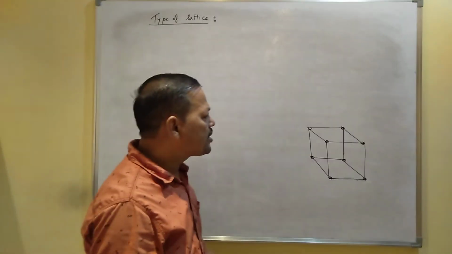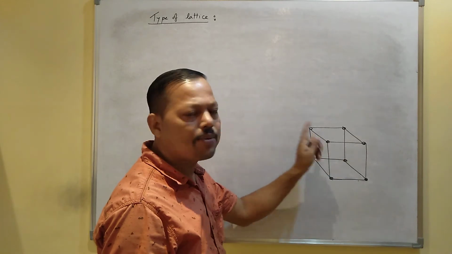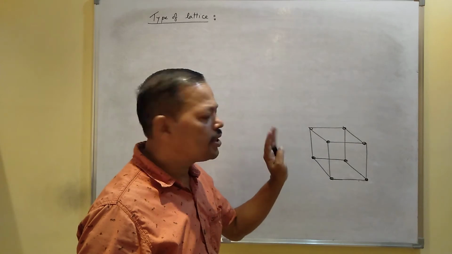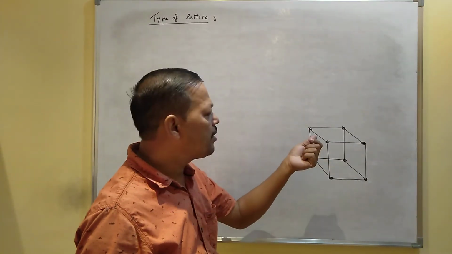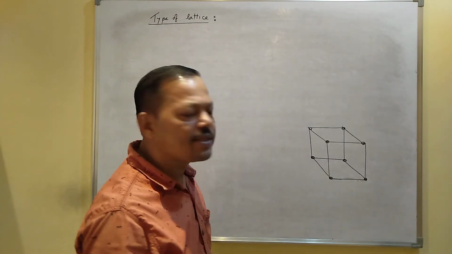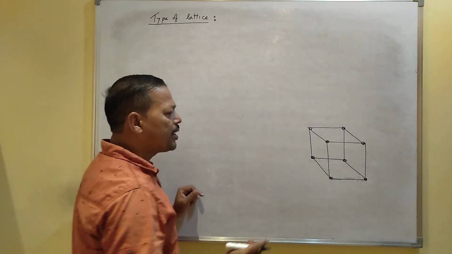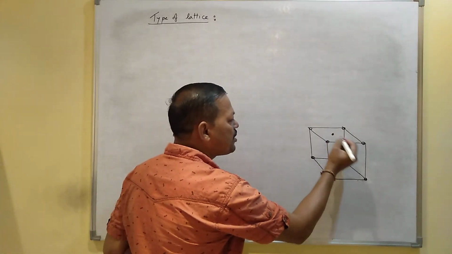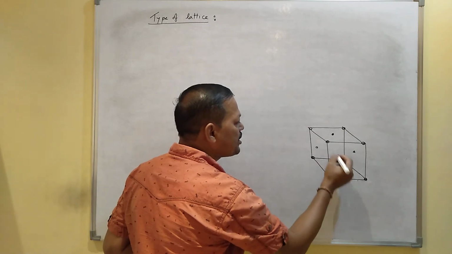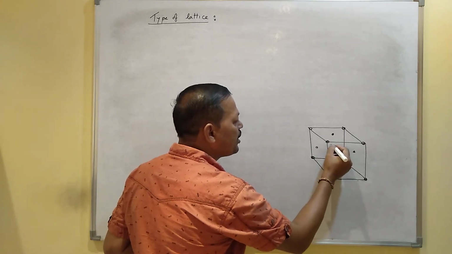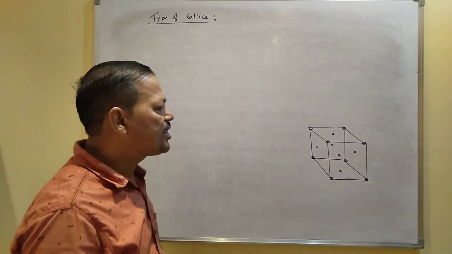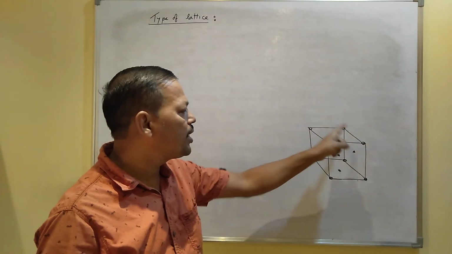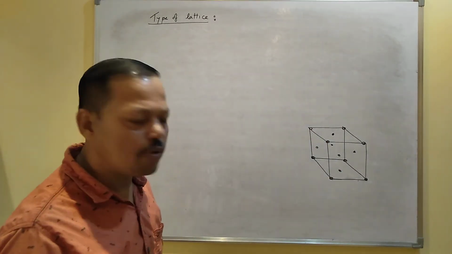But if the particles are present not only at the corners but also in some other positions, then it is called a non-primitive unit cell. Remember, particles are always present at the corners, but besides the corners they may be present in other positions also. For example, there are 6 faces in a cube. If every face center contains one particle, then this type of unit cell is called a face-centered unit cell. This is one example of a non-primitive unit cell, because the particles are present not only at the corners but also in some other special positions.